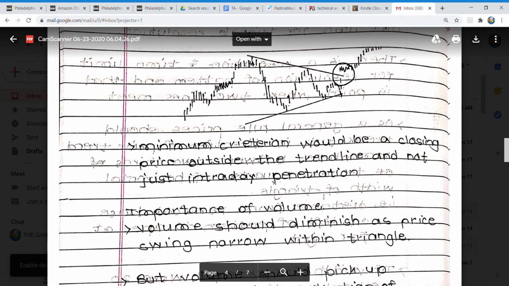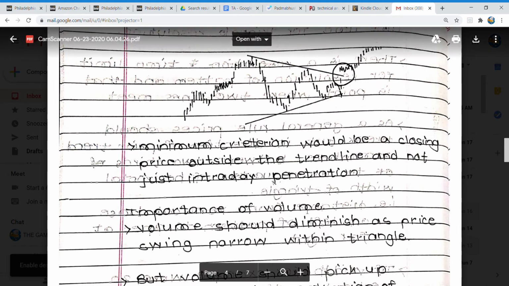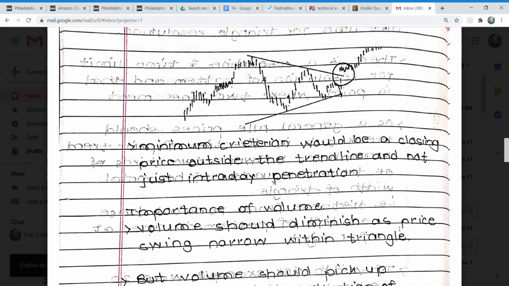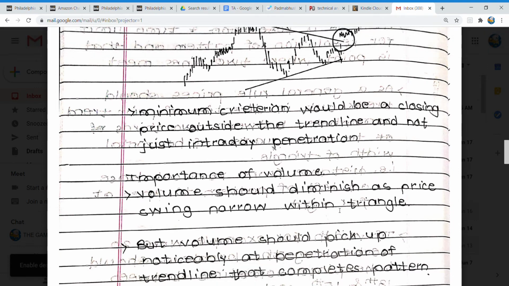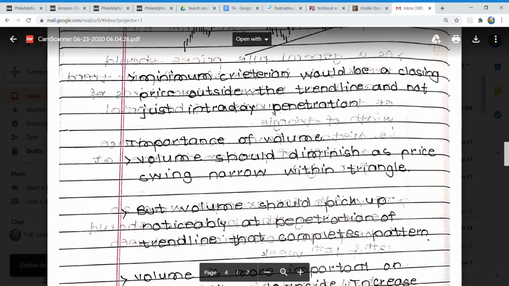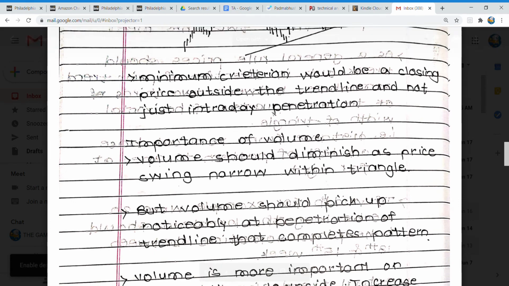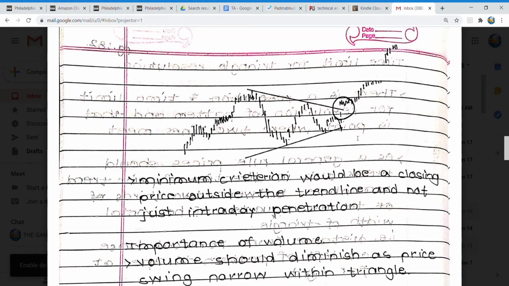So all about volume: volume should diminish as price swings narrow within the triangle, but volume should pick up noticeably at penetration of the trend line that completes the pattern. At this point in the pattern, volume should increase at penetration.